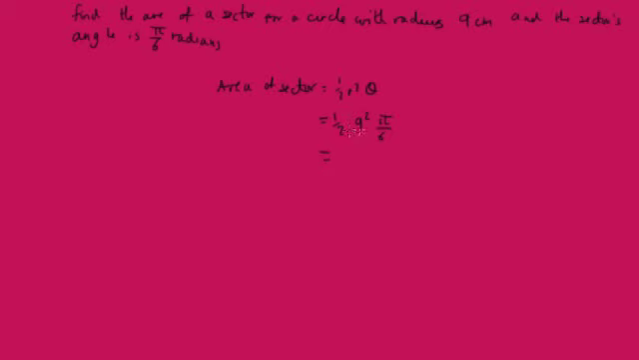So if we work that out, it's going to be 18. 18 divided by 6 is 3. Oh no, it's not. Sorry, it's 81. So we've got a 12 here over 81 pi, and that can be simplified down to 27 pi over 4 centimetres squared. So let's look at another example.